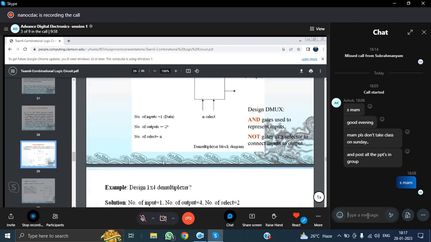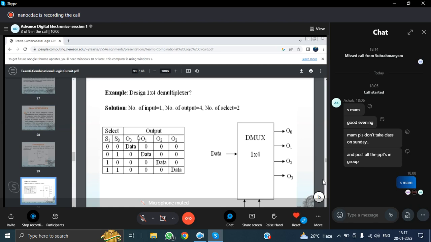So here S1 and S0 are the select lines. There are 4 outputs for a 1 by 4 demultiplexer: output 0, 1, 2 and 3. For select lines 0 0, what will be your output? There will be data. If the select line is equal to 0 and 0, the data will be over output line 0. The rest, O1, O2, O3, will be zeros.